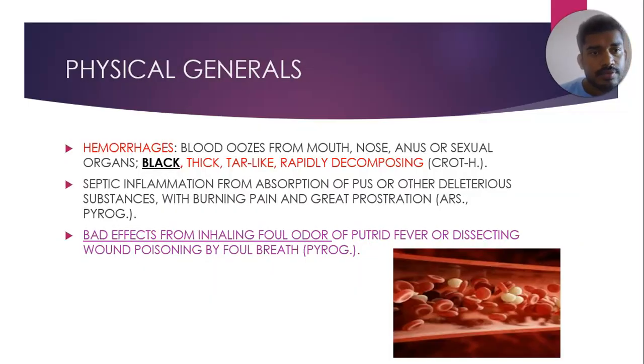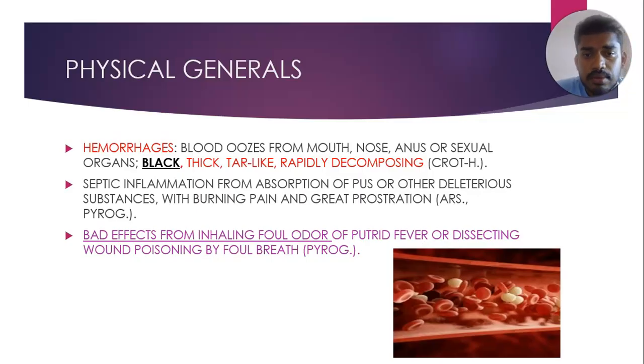Physical genitals, you have hemorrhage. Again, the hemorrhage is described as blood oozing from the mouth, nose, anus, or sexual organs. How is the hemorrhage? Black, thick, tar-like, and rapidly decomposing, just like that of Crotalus horridus. So wherever you get hemorrhage, I think Ophidia comes here. And when you think of a decomposing type, there is some kind of hemolysis going on. So Crotalus horridus is something you have to remember in such hemorrhages.